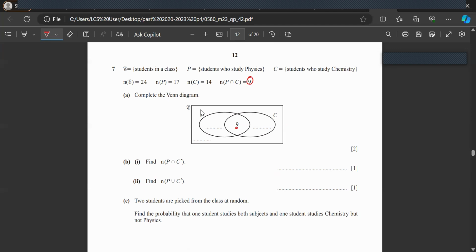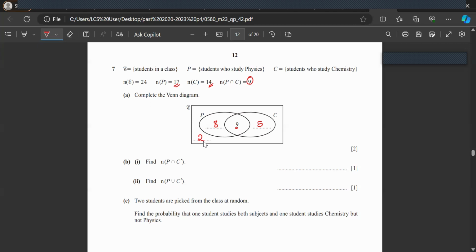Okay, so for physics, all of them was 17. I got 9 here, so what will remain? 8. And for chemistry, all of them 14. I got 9 here, so what will remain? 5. Did I finish? No, I have to add them all: 8 plus 9 plus 5, and subtract from 24. What will remain outside? 2. You got it?